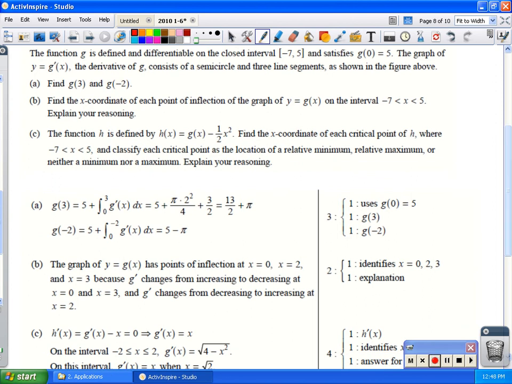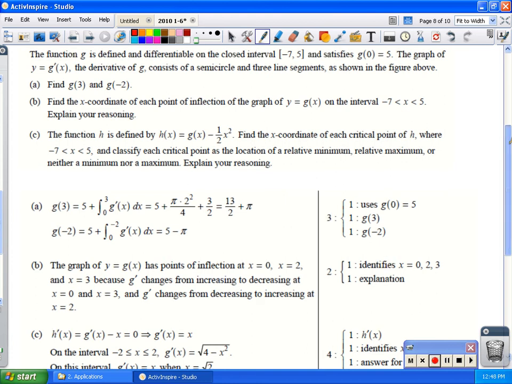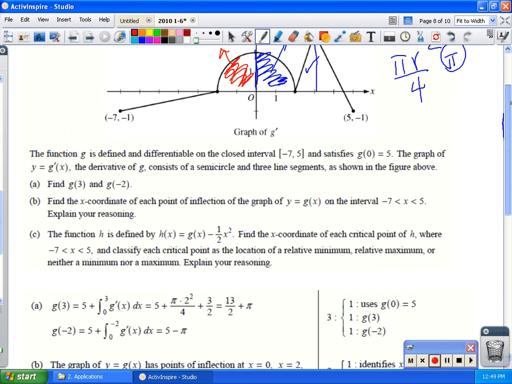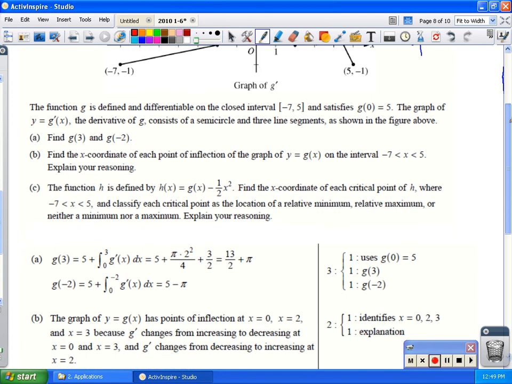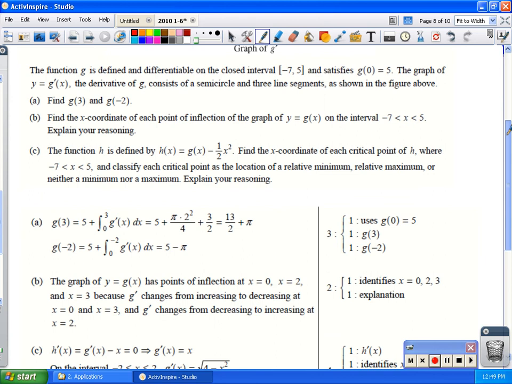Part B, find each x coordinate for the point of inflection for the graph of y equal to g of x. So, this is the graph of g prime. If we're looking for points of inflection for the original function, we're looking for where the first derivative has local max and local mins. So take a look at the answer.